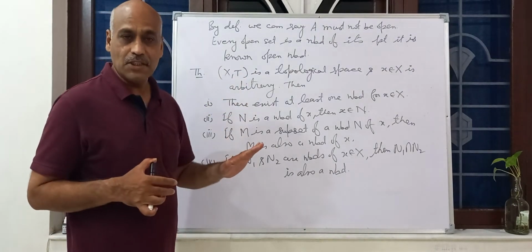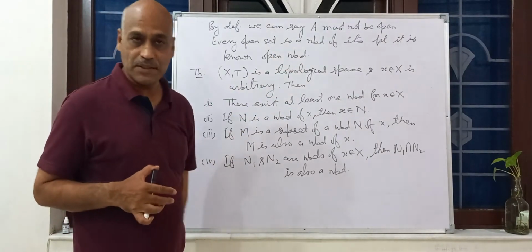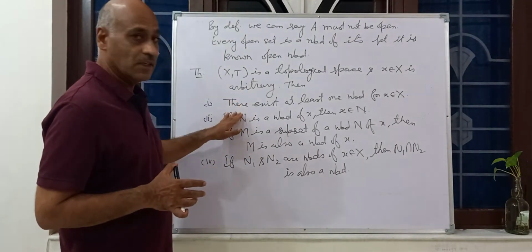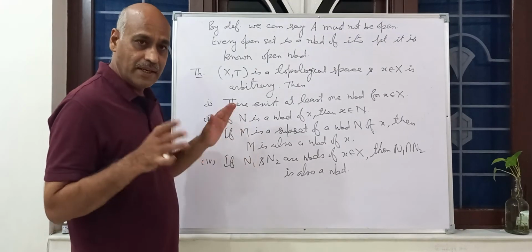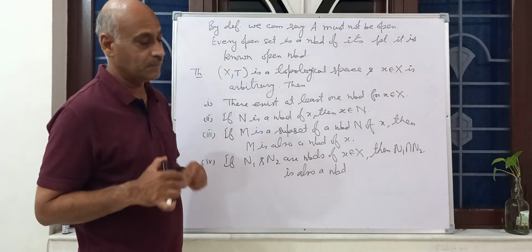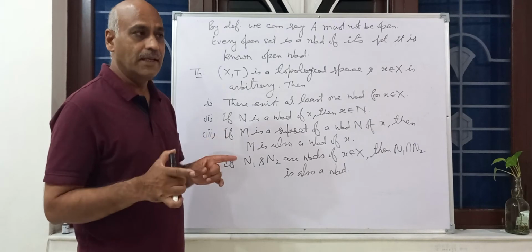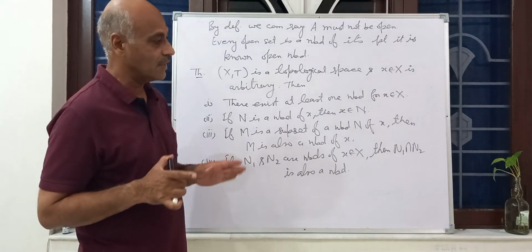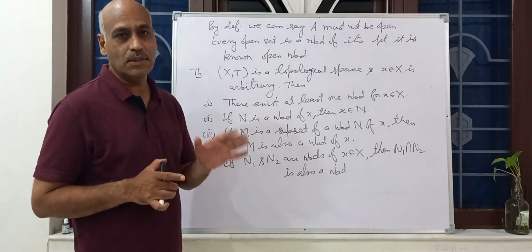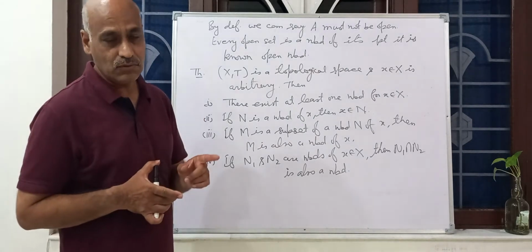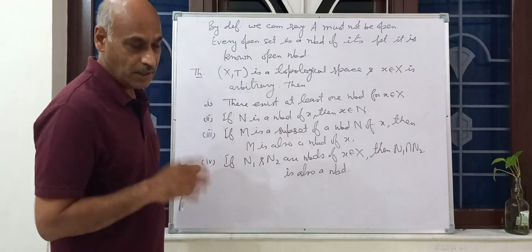So (X, T) is a topological space, and x belongs to X is an arbitrary element of X. We have to show these four things. First, there exists at least one neighborhood for x. Second, if N is a neighborhood of x, then x belongs to N. Third, if M is a superset of a neighborhood N, then M is also a neighborhood. Fourth, if N1 and N2 are neighborhoods of the same element x, then their intersection is also a neighborhood.